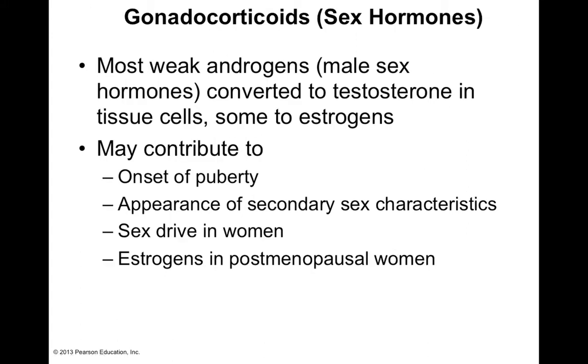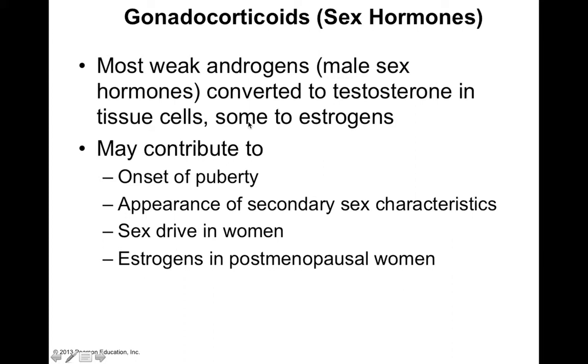Now, the gonadocorticoids are the class of hormones released by Zona reticularis, and these are the weakest of the androgens. That means the sex hormones released by the gonads are stronger, but you can have sex hormones released by your adrenal cortex, they're just a little bit weaker. The gonadocorticoids or androgens secreted by Zona reticularis are converted to testosterone in different cells. Some of those androgens can be converted to estrogen as well.